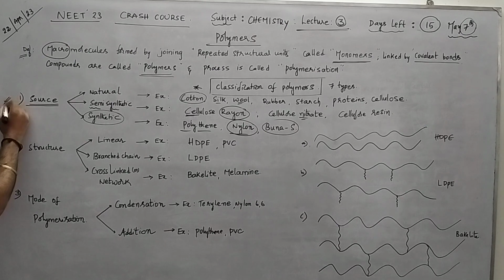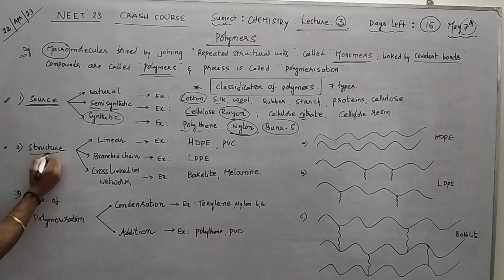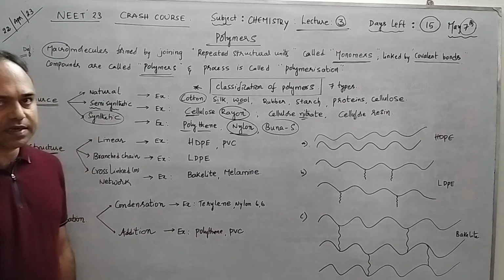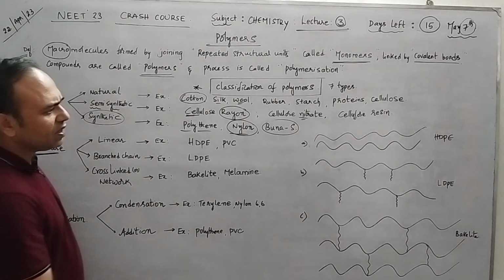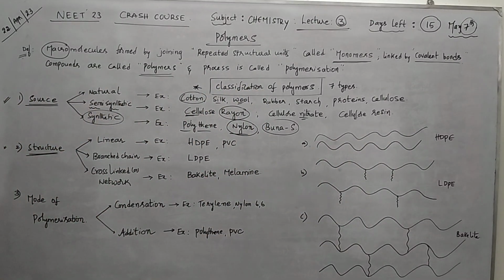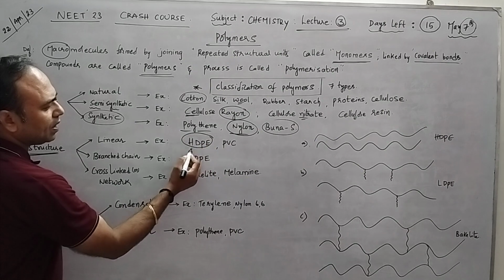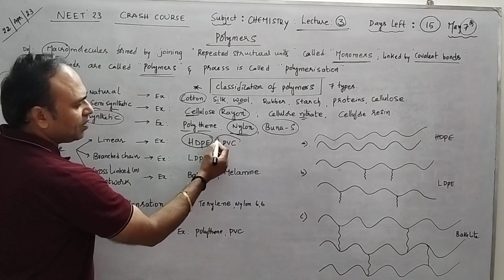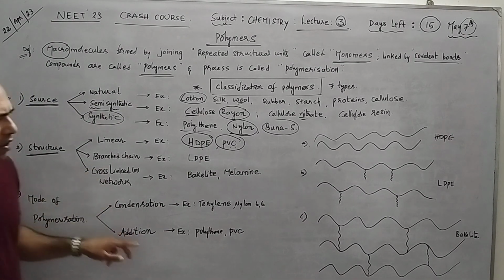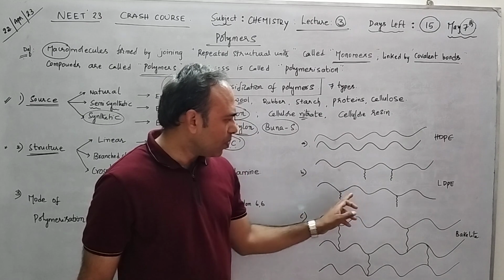So this is the first type of classification of polymers, depending upon the source, and the second one is based on the structure of these polymers. We can classify them into linear, branched chain, and third one is cross-linked. I have drawn the diagram also for your understanding. First one, linear. So it's linear, there is no branch, no network, nothing. Example, HDPE, high density polyethylene, and PVC, polyvinyl chloride. Second one, branched chain. You have some branches here, but they are not connecting.